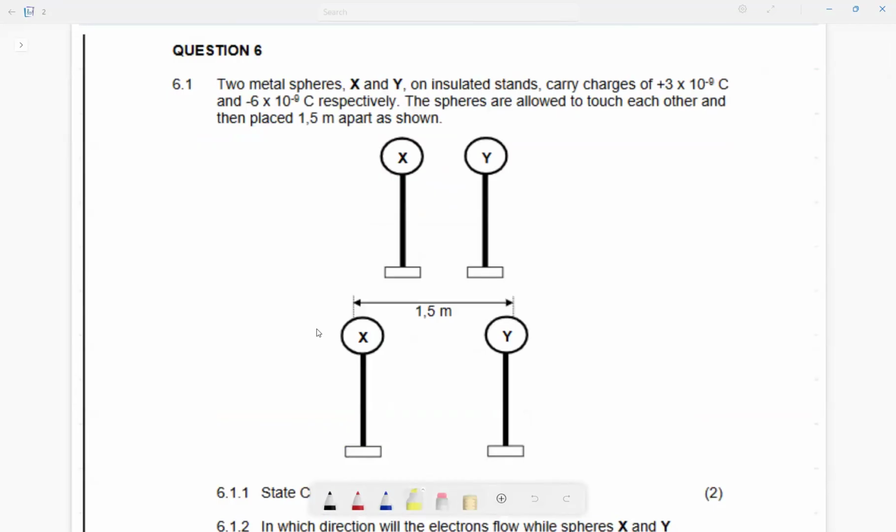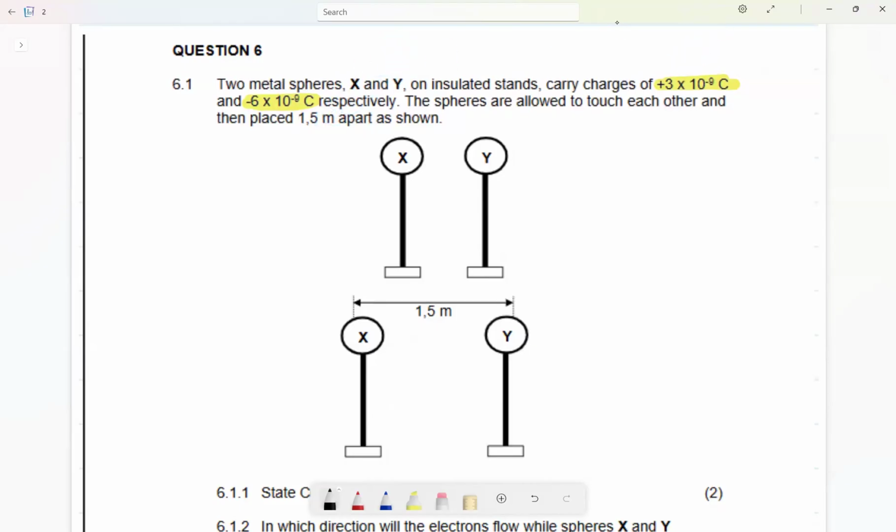Let's look at another question under electrostatic force. So we are told that two metal spheres X and Y on insulated stands carry a charge of 3 times 10 to the power of -9 coulomb and negative 6 times 10 to the power of -6 coulomb respectively. Respectively meaning X and Y, so do not confuse that.